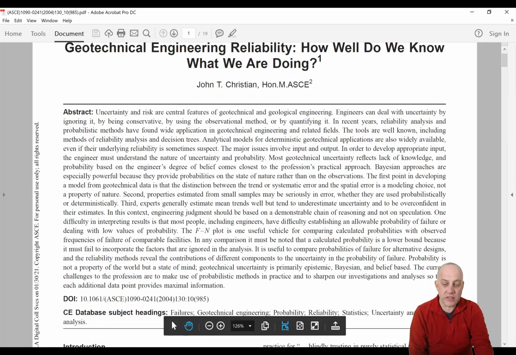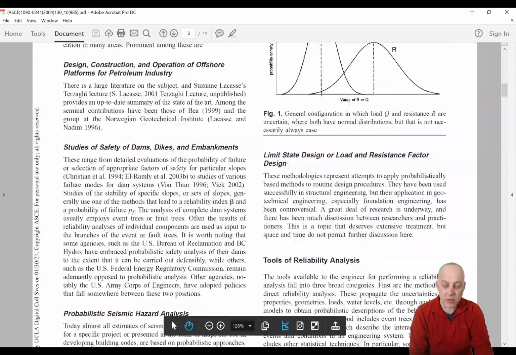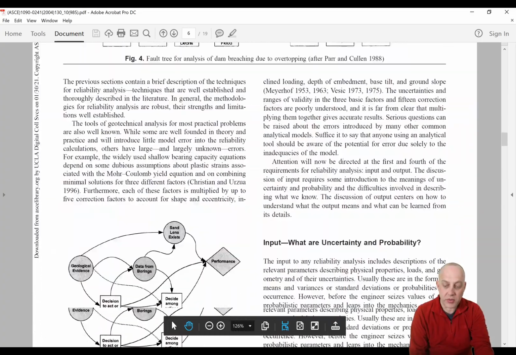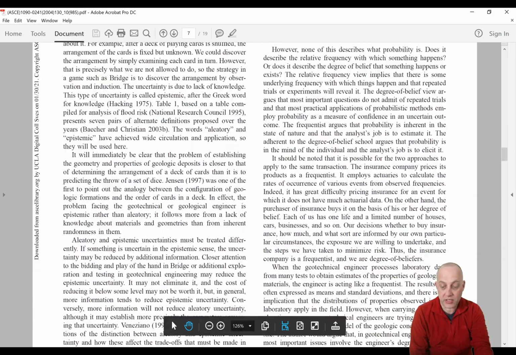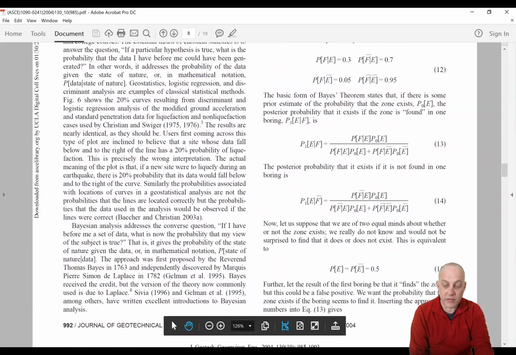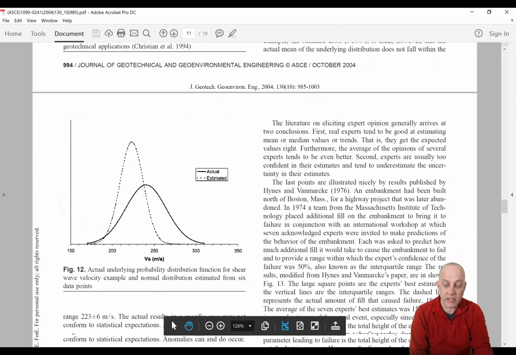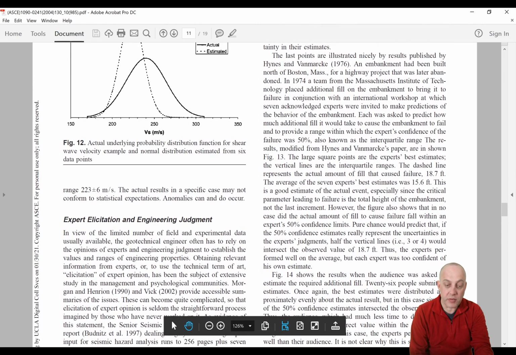So I wanted to motivate this by showing some things from John Christian's paper, and I'm going to go through some of these figures in just a minute. There was an example in his paper that was originally done by Hynes and Van Marcke of an embankment, and there was a roadway that was abandoned. On page 11 of 19 in the PDF file you'll find this. Some researchers from MIT decided that they were going to add fill on top of this embankment until the clay soil underneath the embankment failed.